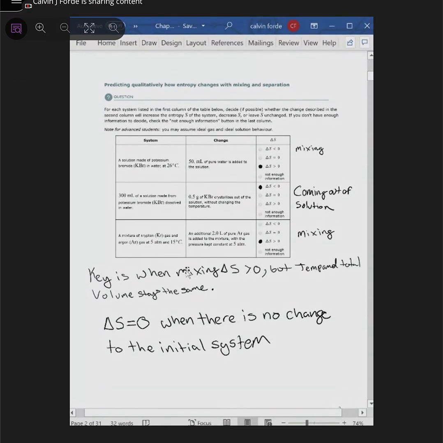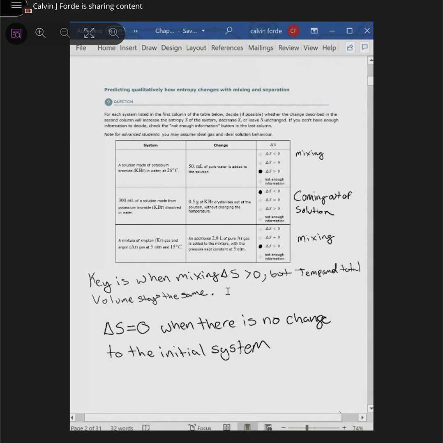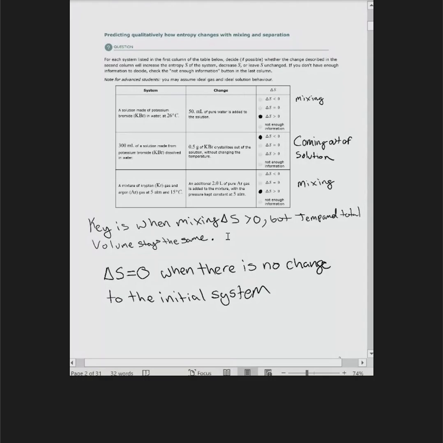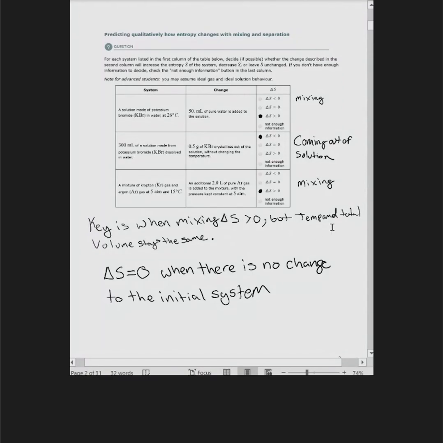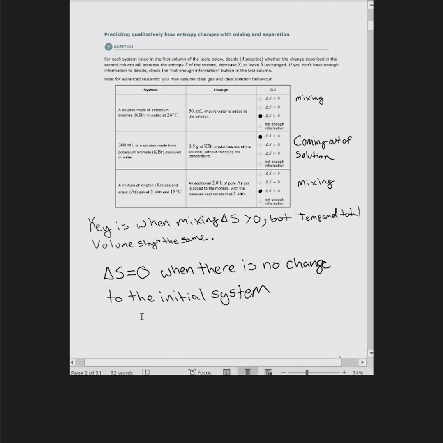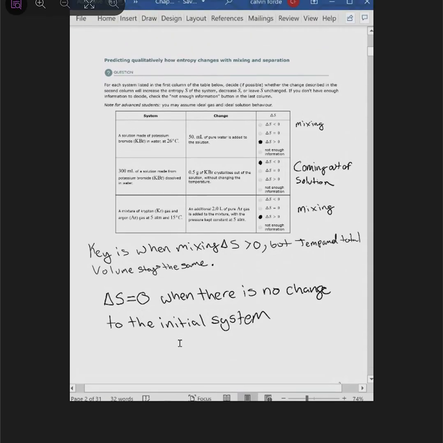One of the key things is when mixing: if you think something's mixing, our entropy is going to increase, but also my temperature and the volume have to stay the same. And delta S also equals zero when there's no change to the initial system. Makes sense.